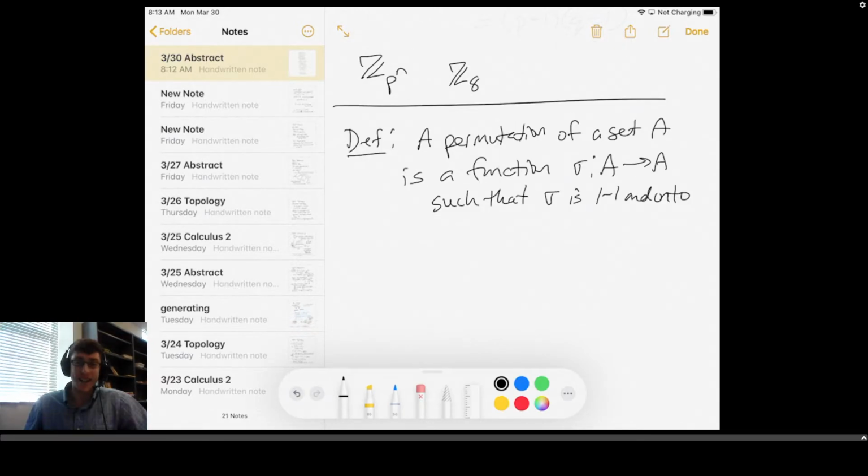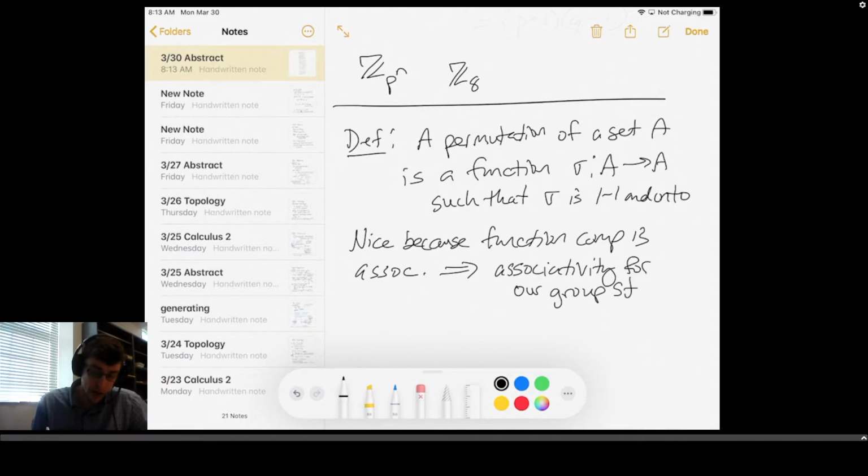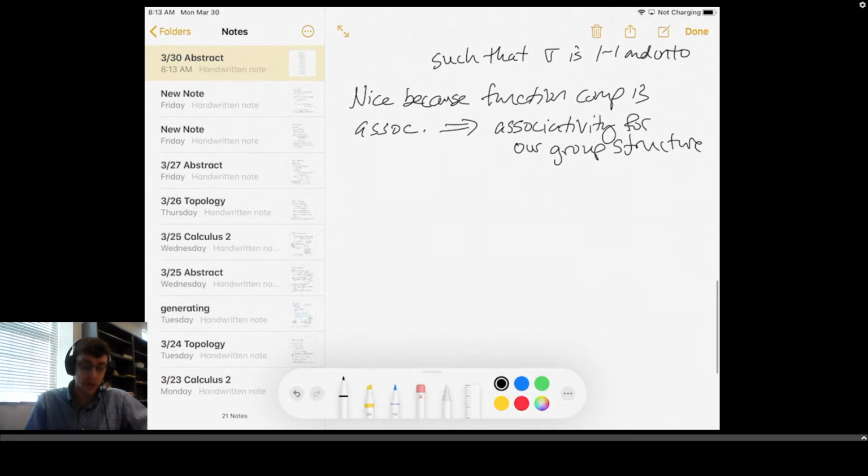So yeah, we talked about swaps, but it was less clear how to define those as functions. You can kind of see what it's doing, and you could create a function from it if you wanted. But this is just saying directly that every permutation is a function. Why is this nice? Because we know function composition is associative. We learned that very early. And so this automatically means that we get associativity for our group structure, because our binary operation is going to be function composition. So that's one reason this is useful.